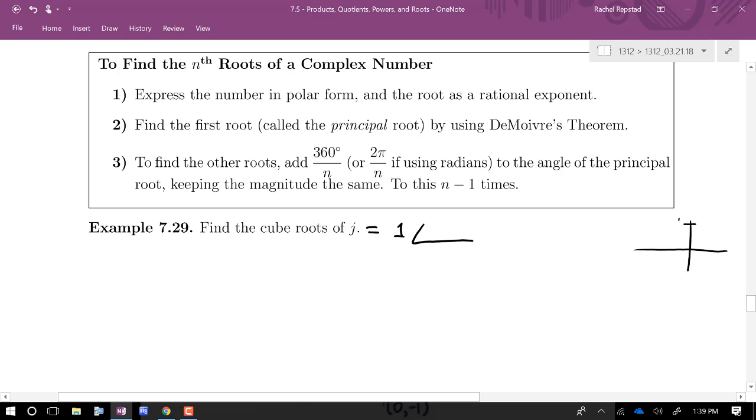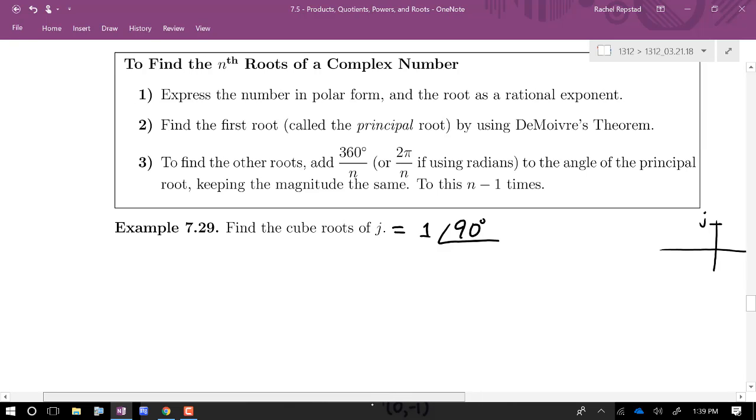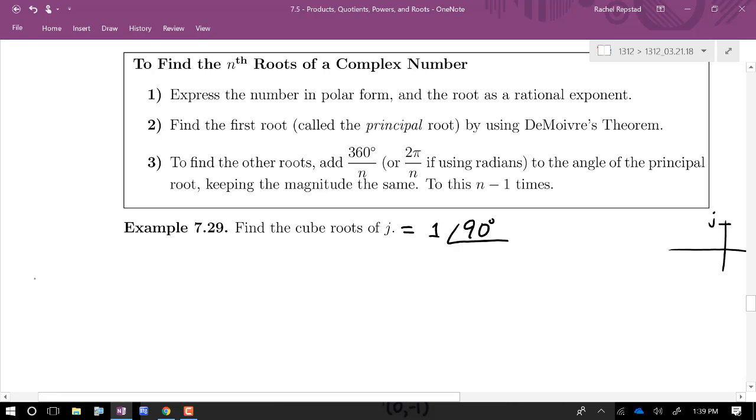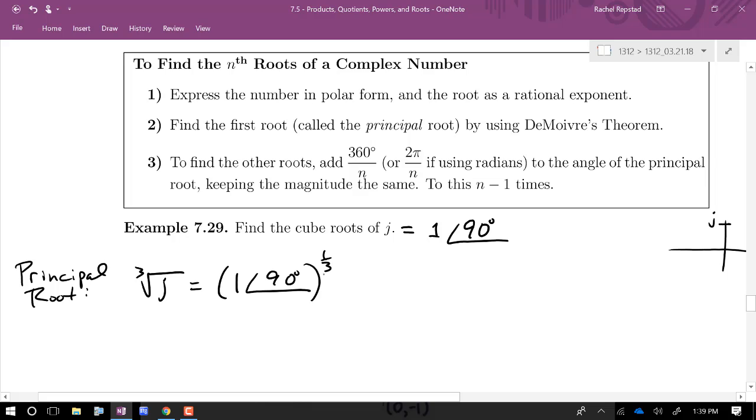So j is right up here, right? 90, yeah. Now what we're going to do is say, okay, I want to find the principal root. That's what we're going to set out to do first. We want the cube root of j, which means we're going to find 1 at 90 degrees raised to the 1/3 power. We can use de Moivre to help us with this.